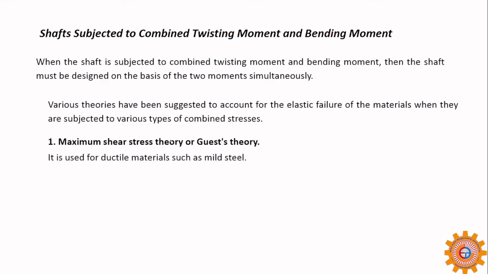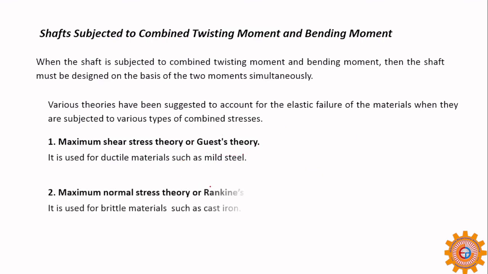It is basically used in mild steel. Maximum shear stress theory: if the maximum shear stress is equal to or greater than the shear stress taking the factor of safety. So this is maximum shear stress theory, also called Guest theory. According to this theory, it is used for mild steel, also called ductile material.